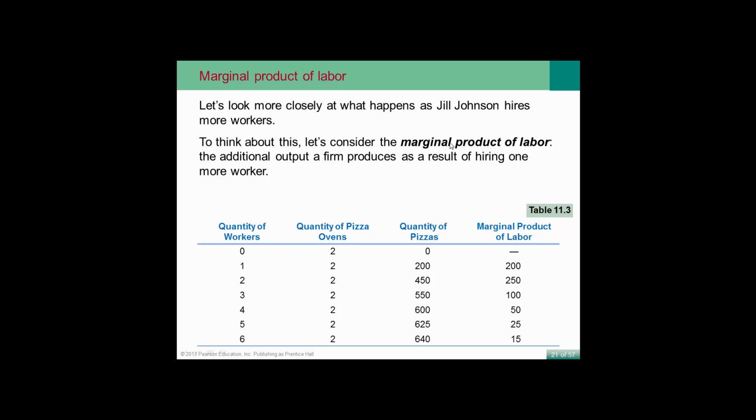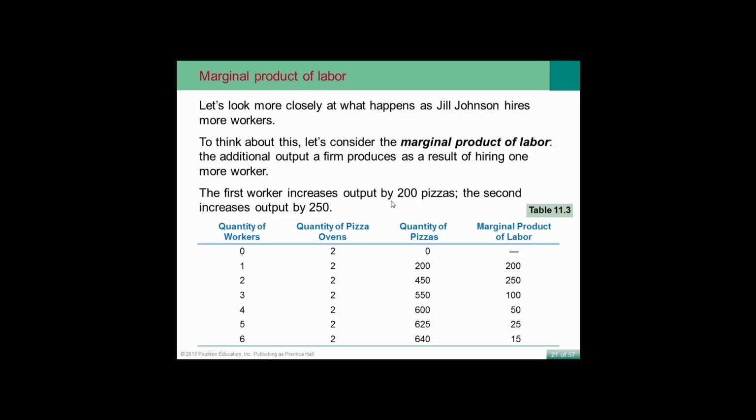To think about it, let's consider the marginal product of labor, the additional output a firm produces as a result of hiring 1 more worker. So this is divided by the number of workers to get here: quantity of pizzas divided by the number of workers. 0 obviously produces 0. At 1 worker, they can produce 200 pizzas. At 2 workers, each of them can produce 250. Adding the second worker produces an extra 250. But then adding the next worker only produces an extra 100 pizzas, and then 50 and 25 and 15.